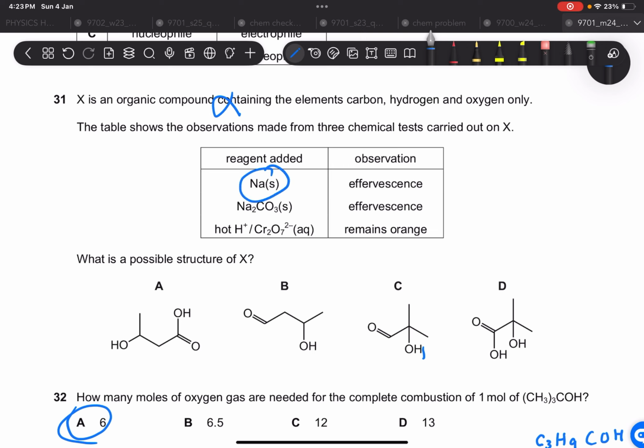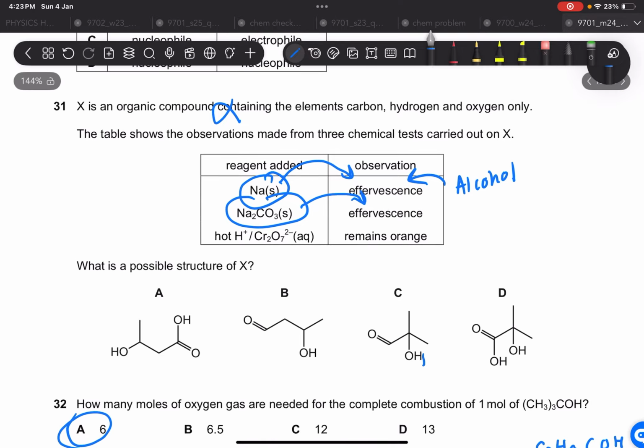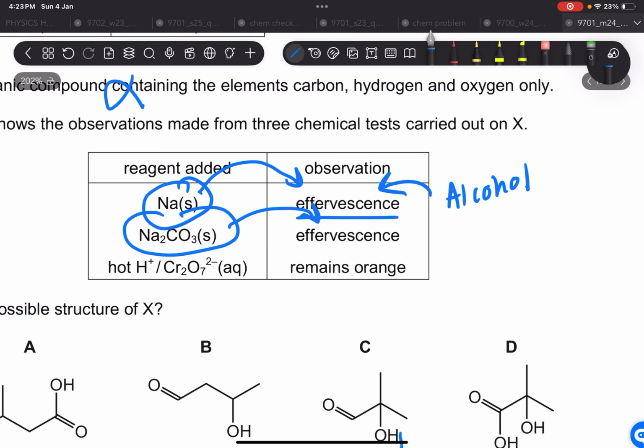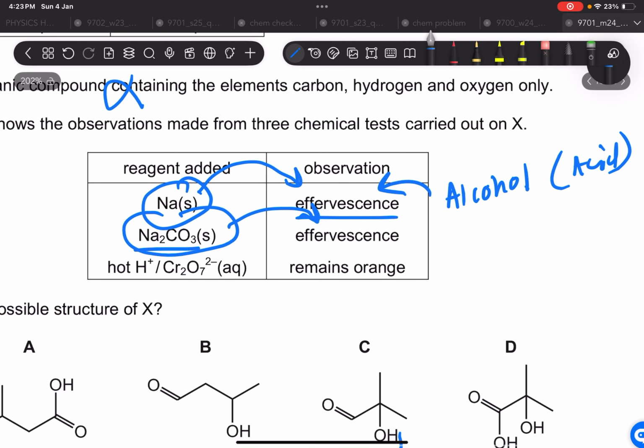You add sodium, you get effervescence. You add sodium carbonate, you get effervescence. So we are either talking about an alcohol over here, because both alcohols are going to give you effervescence with sodium, or an acid. With sodium carbonate, it's definitely an acid that is going to give it, not an alcohol. So it might have alcohol and acid, or it might have an acid only.